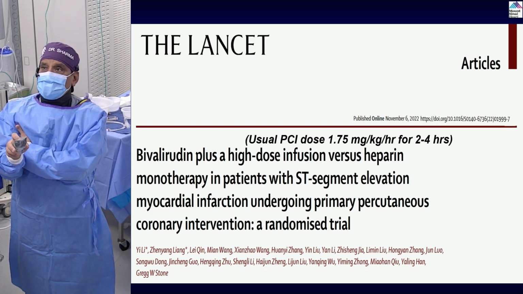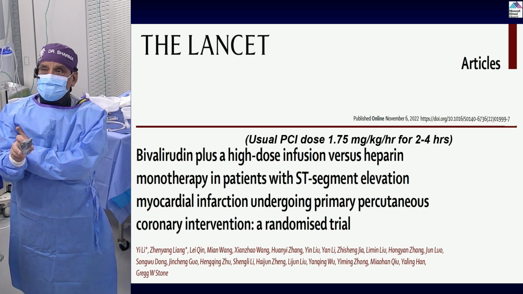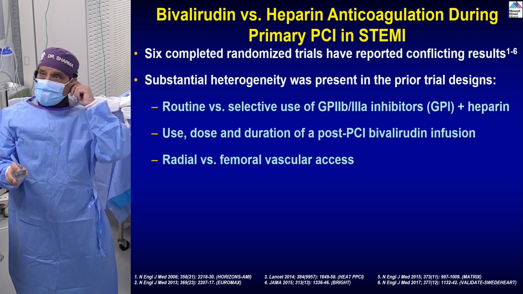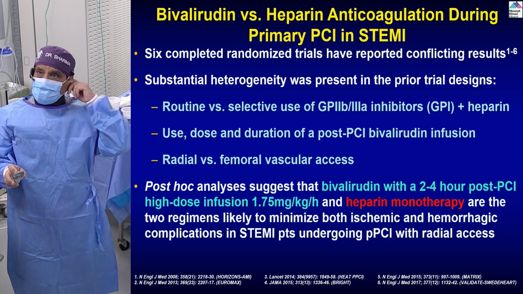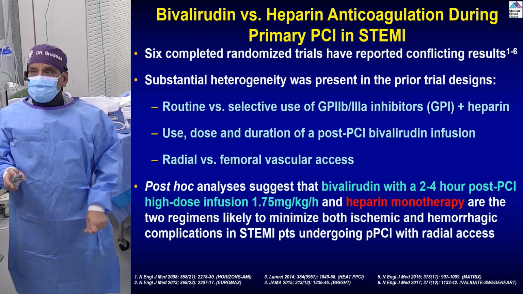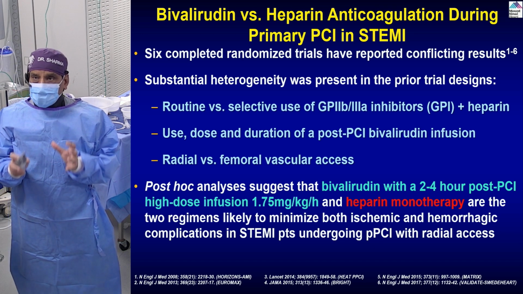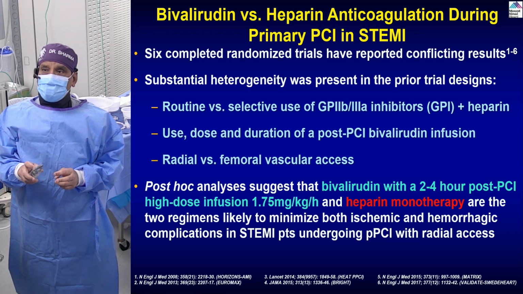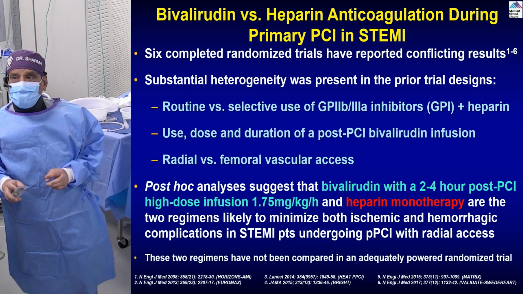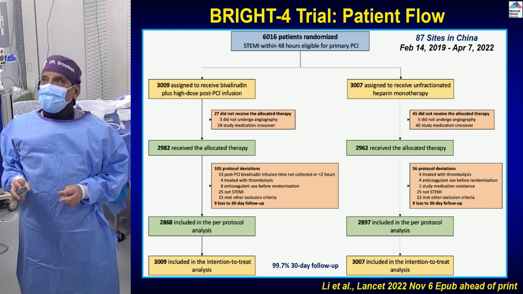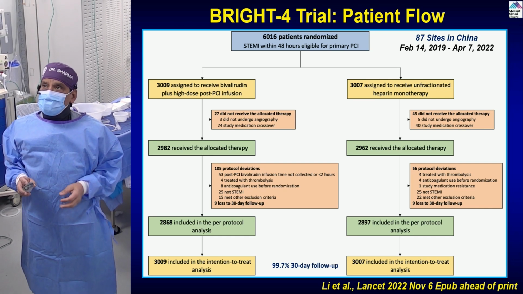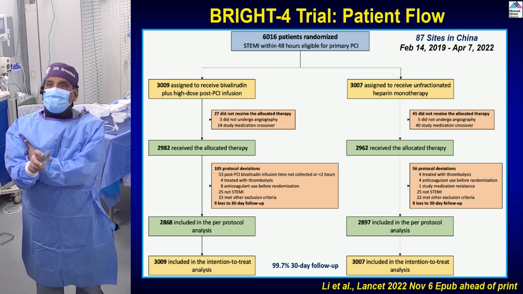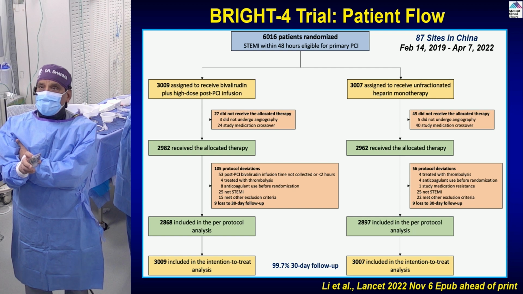So this trial was done in China at multiple centers with the plan that, because we have all the data on radial versus femoral and duration of bivalirudin infusion, giving the high dose infusion for 2 to 4 hours against heparin monotherapy was really evaluated in this trial of 87 sites in China, which took about 2, 2.5 plus years to do a large number of patients, 6,000 plus cases. Very, very important. Large number of patients.